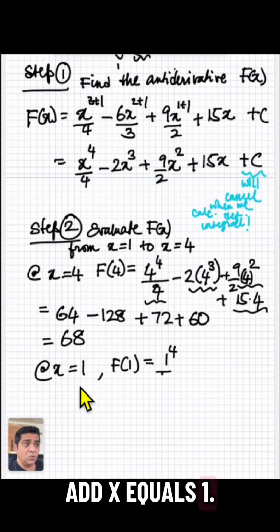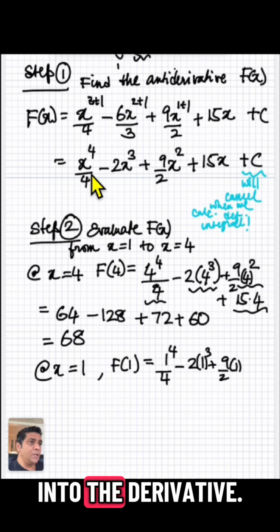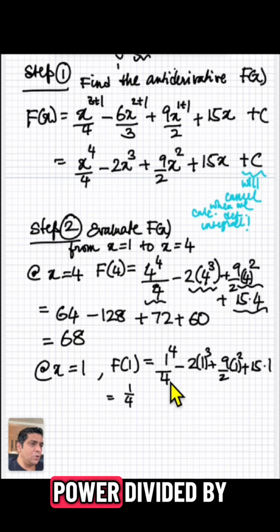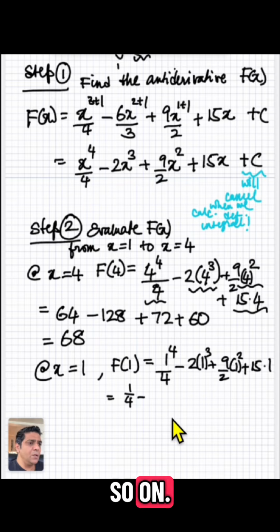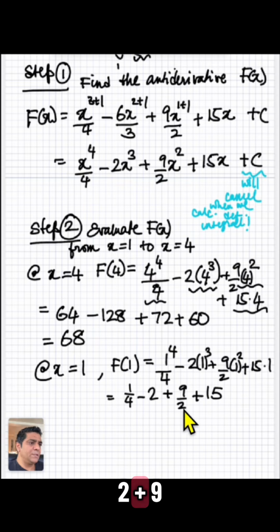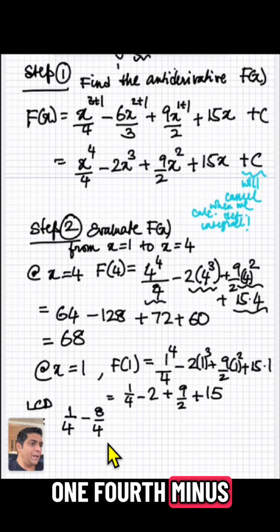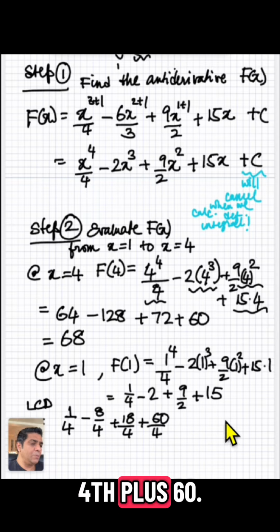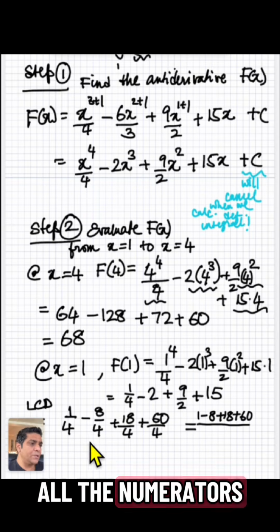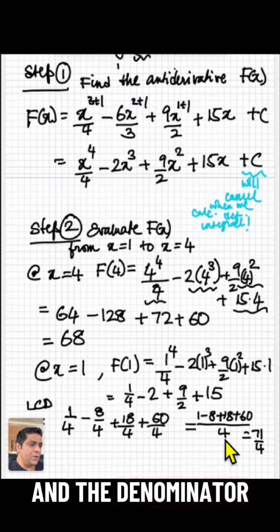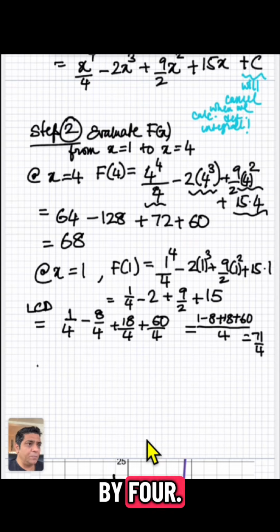Now at x equals 1, substitute 1 into the antiderivative. So 1 to the 4th power divided by 4, minus 2 times 1 cubed, and so on. So you get 1/4 minus 2 plus 9/2 plus 15. Now you can use the LCD: 1/4 minus 8/4 plus 18/4 plus 60/4. You add all the numerators up, and the denominator is 4, which is equal to 71 over 4.